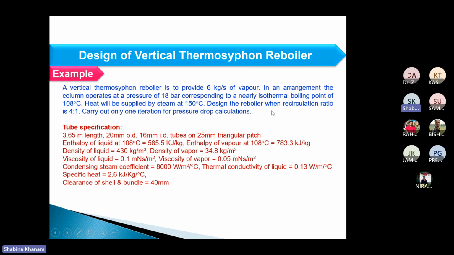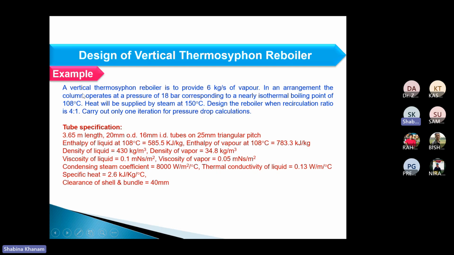But I will tell you, if the recirculation ratio will not be maintained, then how we need to proceed further, because here we only need to do one iteration, right? But as far as design is concerned, the main aim is to ensure the recirculation ratio, and then we will proceed further. So I will tell you what we need to do if in one iteration this recirculation ratio will not be maintained.